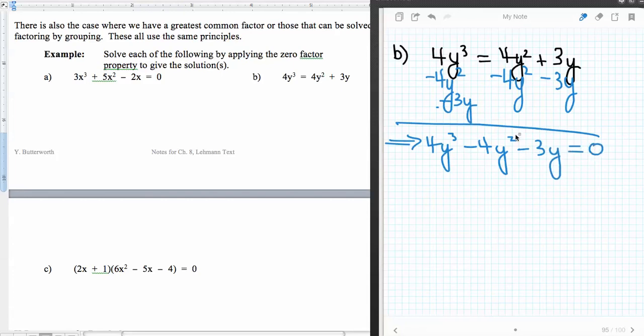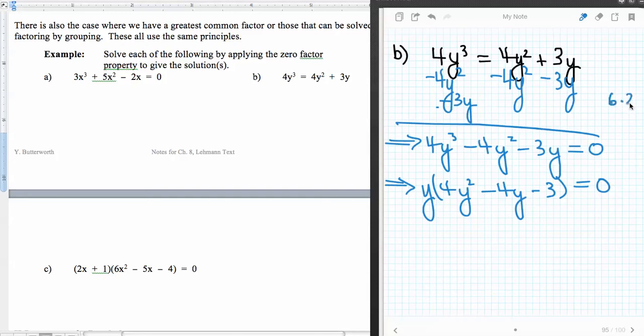Now all of these have a y in common, and so that's what I'm going to do. I'm going to take that y out, and that's going to leave me with 4y squared, and then minus 4y, and then minus 3. Now I'm going to use my GCF strategy, or factoring by grouping strategy, to help me. 4 times 3 is 12, and I need the factors of 12 that give me a difference of 4. Those would be 6 and 2.